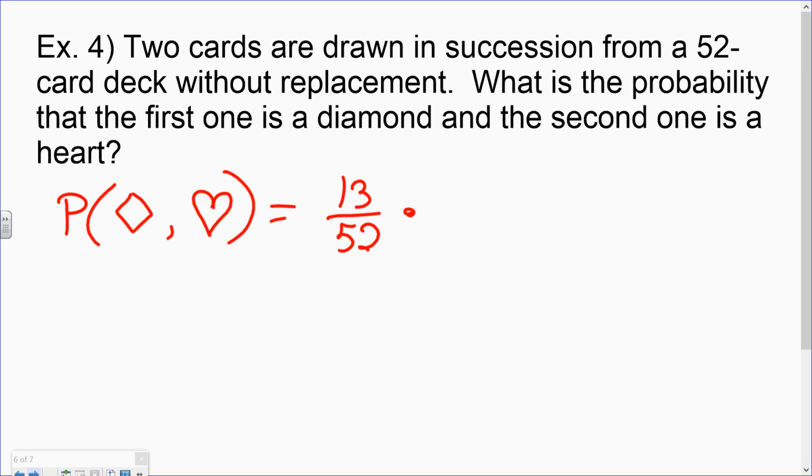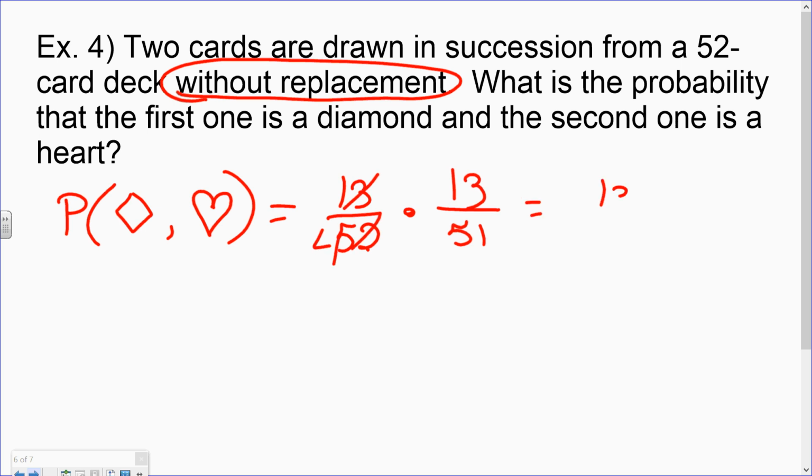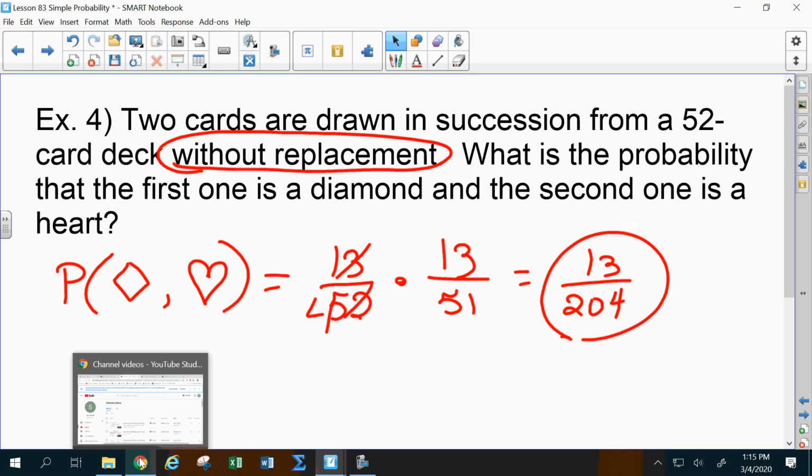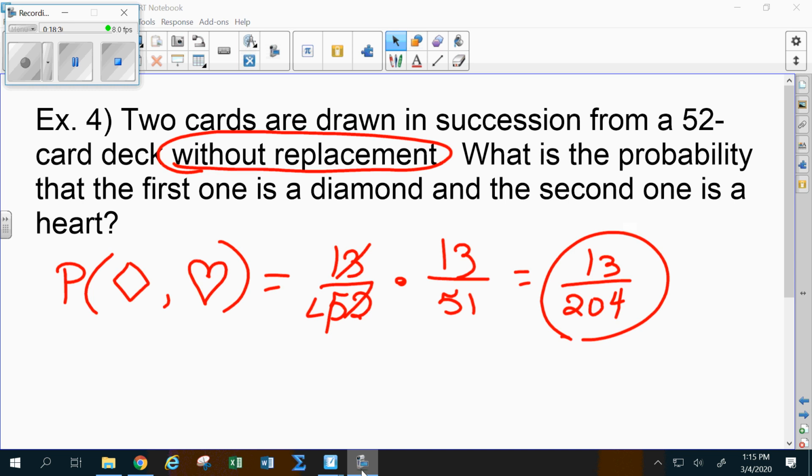And then we put it back or don't put it back? We do not put it back, so we keep it. How many total cards are left? And how many of those are hearts? 13. Now we reduce this to 1/4 so that it's easy to finish up: 13 over 204. Questions from anybody on this? As I said, we will do some harder probability problems a little bit later this semester.